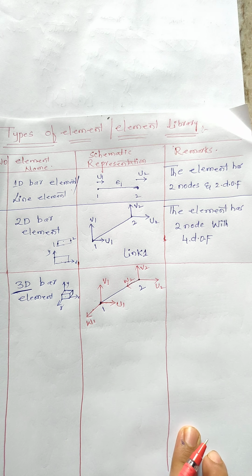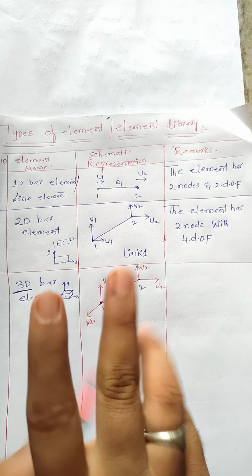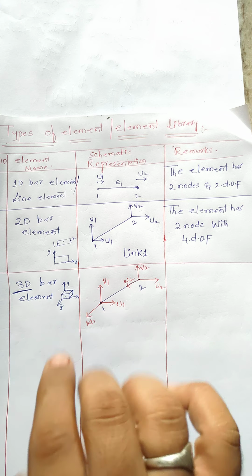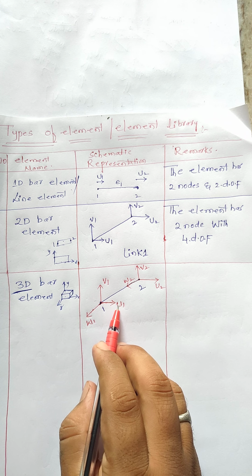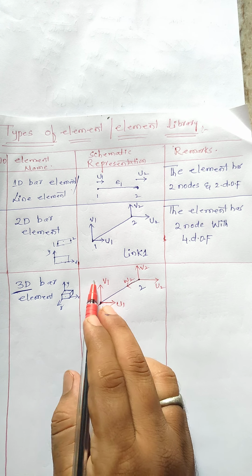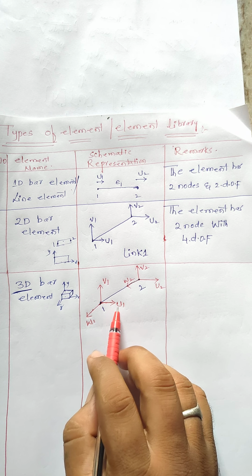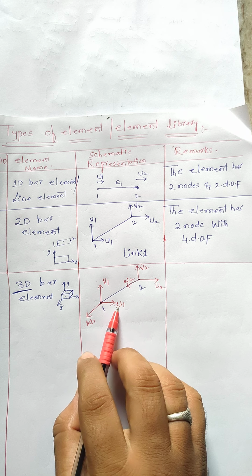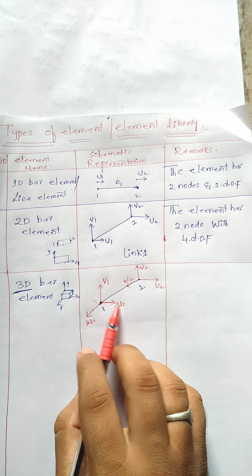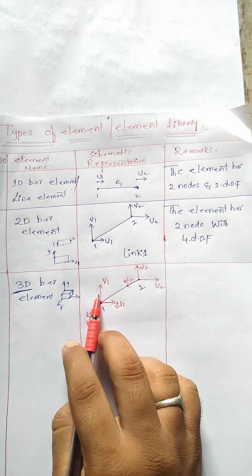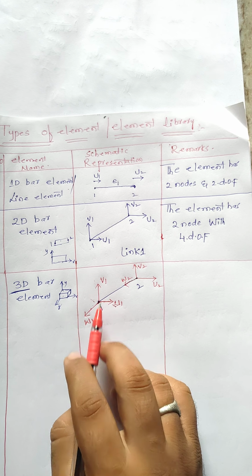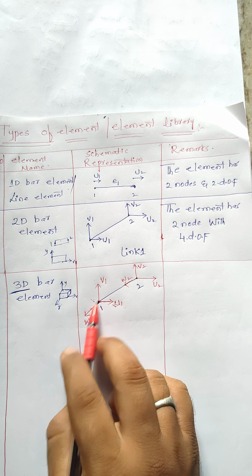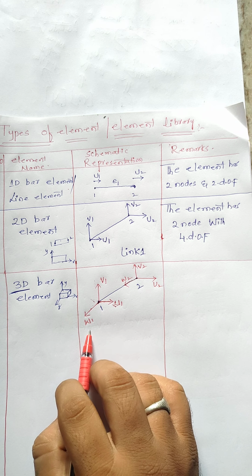Here we understood that on each node 3 degrees of freedom are acting. On node 1, 3 degrees of freedom are acting: u1, v1, w1. u1 is the displacement acting in the x direction. The displacement acting in the y direction is v1. The displacement acting in the z direction is represented by w1.